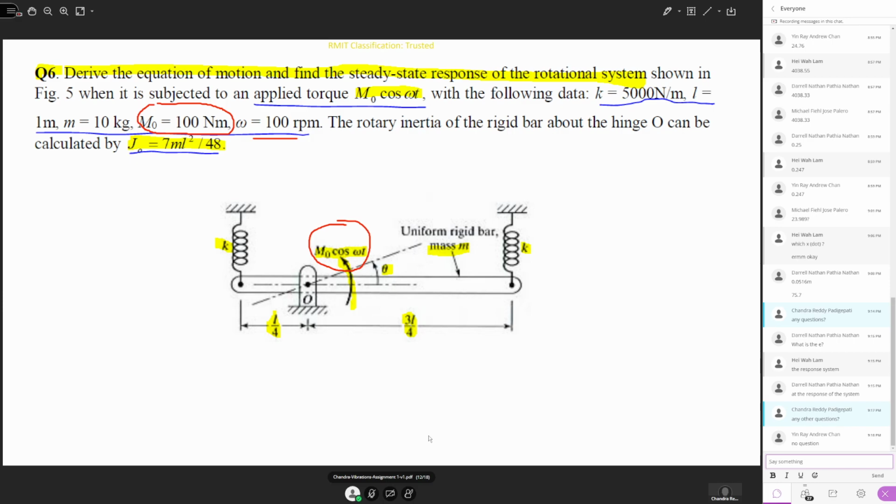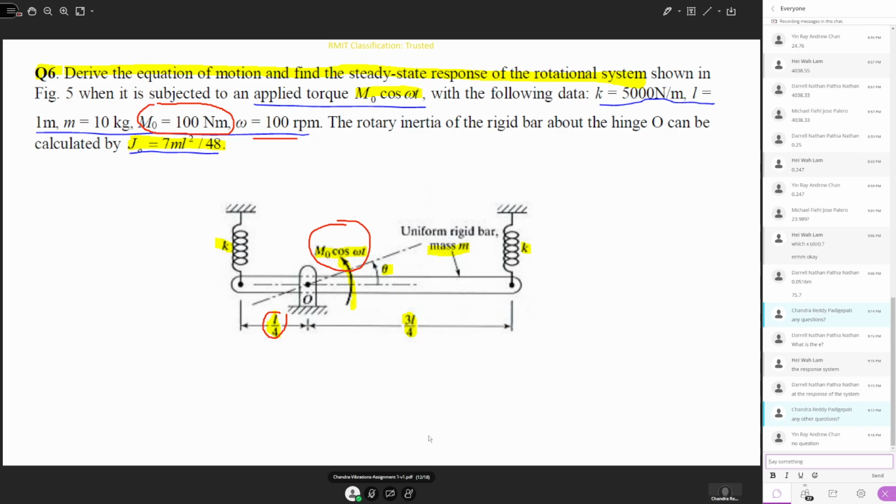All right. So K is given. The L value is given as 1 meter. The mass is given as 10 kilograms.